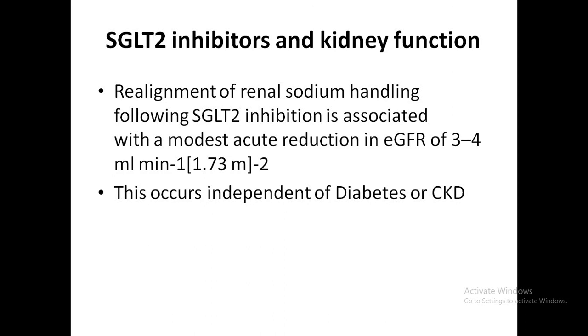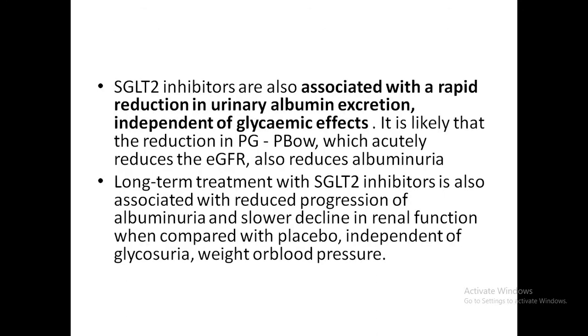The influence of SGLT2 inhibitors on kidney function is as follows. There is realignment of renal sodium handling, and it is associated with a modest acute reduction in eGFR of 3 to 4 mL per minute, and it is independent of diabetes or CKD. They are also associated with a rapid reduction in urinary albumin excretion independent of the glycemic effects. A reduction in the pressure gradients will acutely reduce the eGFR, and this reduces albuminuria. Also, long-term treatment with SGLT2 inhibitors is associated with reduced progression of albuminuria and a slower decline in renal function. This is independent of glycosuria, weight or blood pressure.